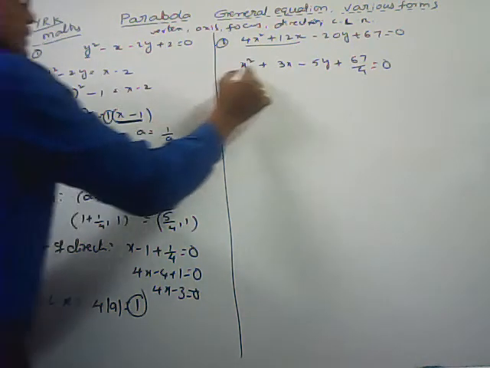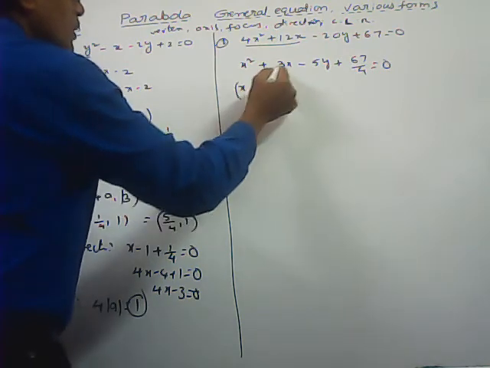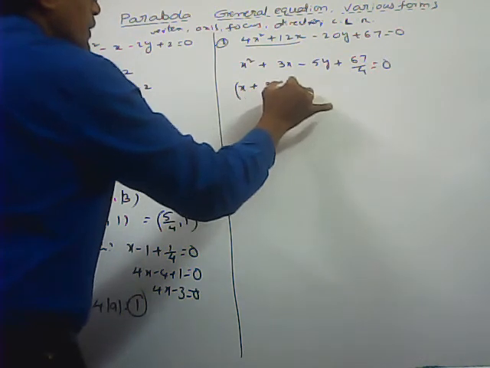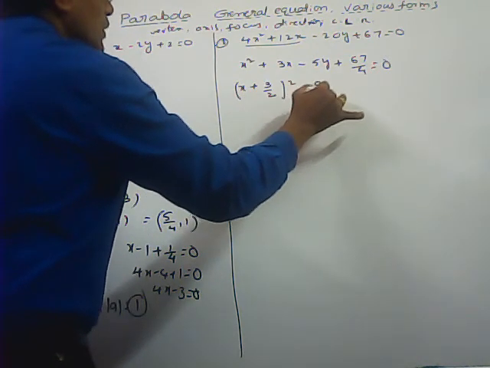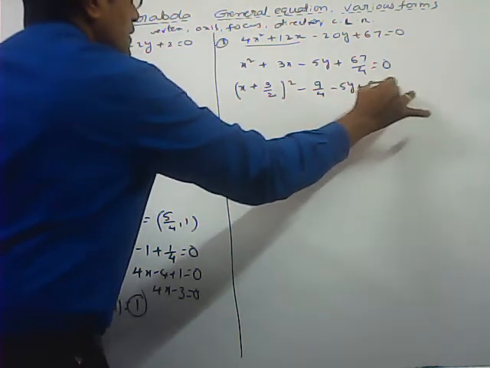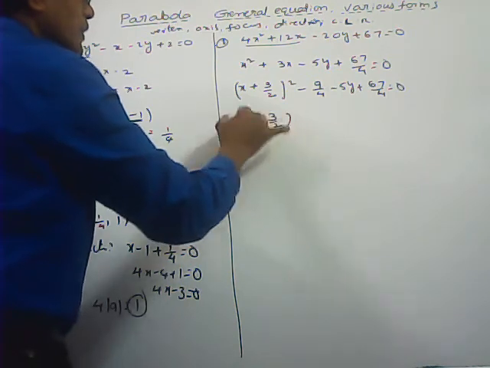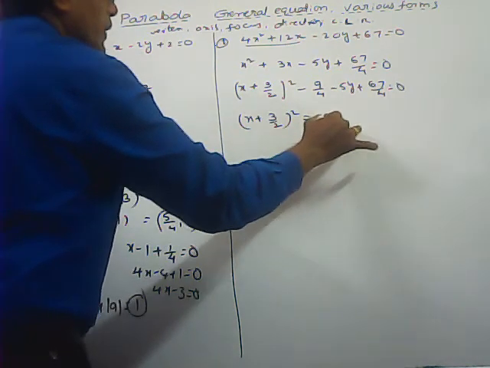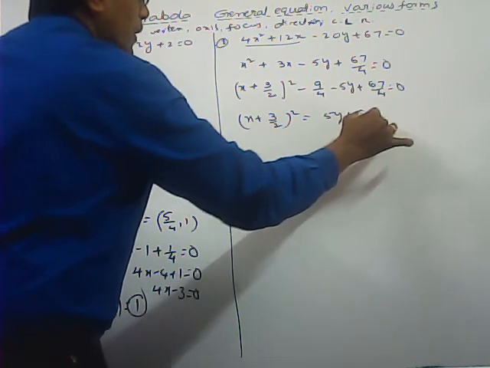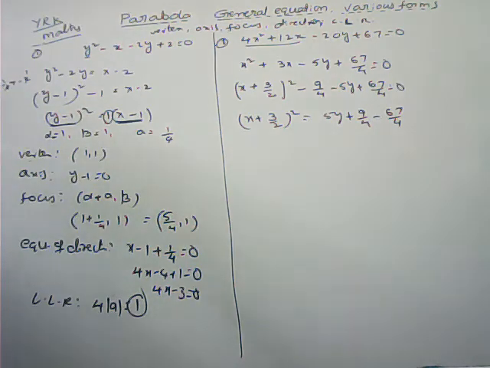Now how to make it a completing square? In the place of x square we can write x, half of the x coefficient plus 3 by 2, that one whole square, minus the square of this one, minus 5y plus 67 by 4 is equal to 0. x plus 3 by 2 whole square is equal to 5y plus 9 by 4 minus 67 by 4. Now here how much can you get?